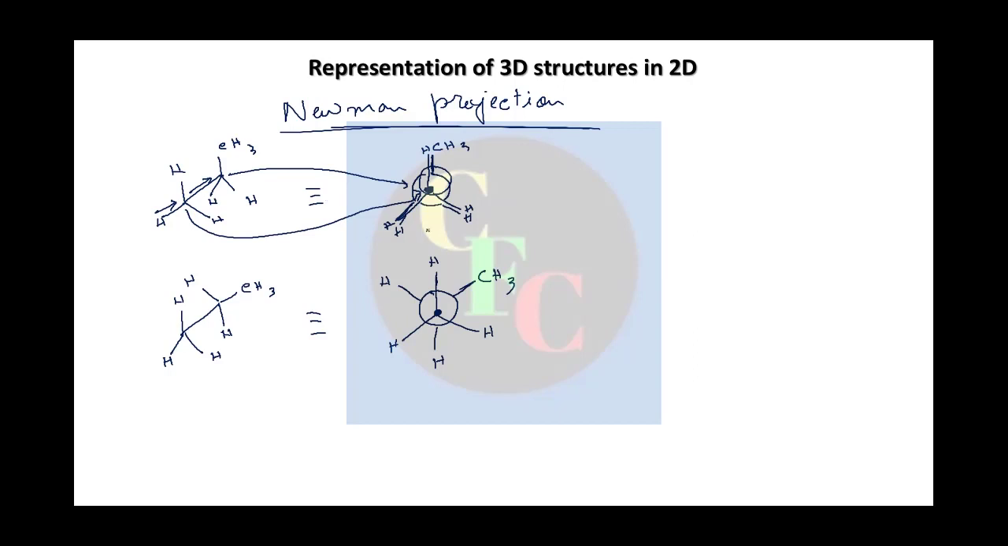Okay. So we learned Sawhorse projection and Newman projection and how to convert Sawhorse to Newman, right? And the same way you can easily say now from Newman to Sawhorse. Now it will be trivial if we use the same example. Let us take another example of Newman and then convert it to Sawhorse.